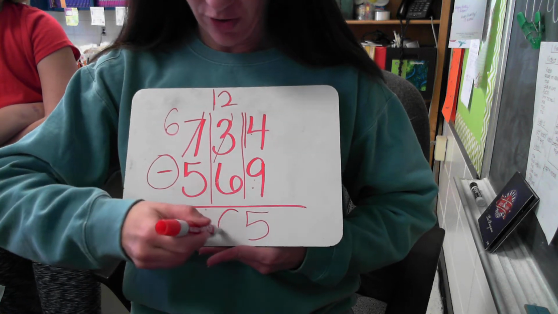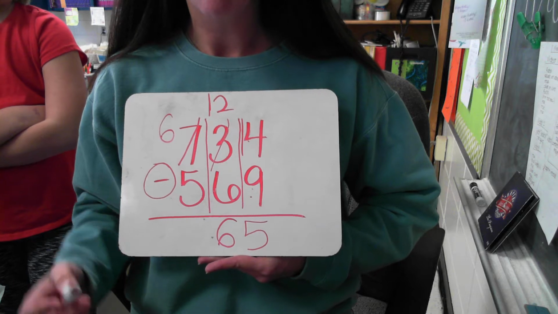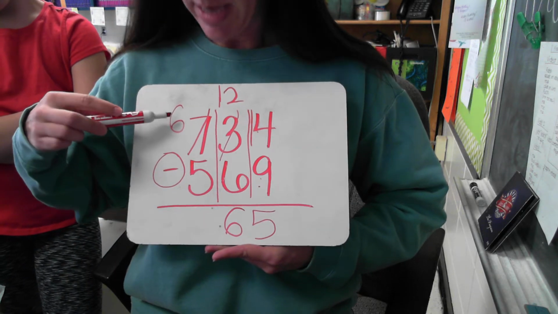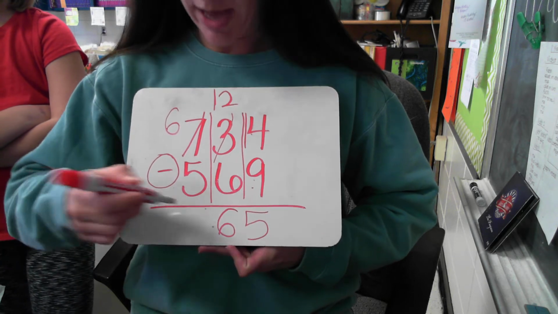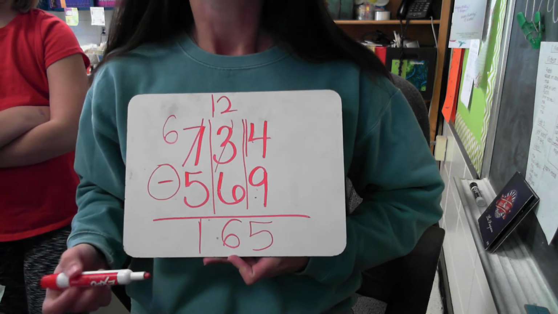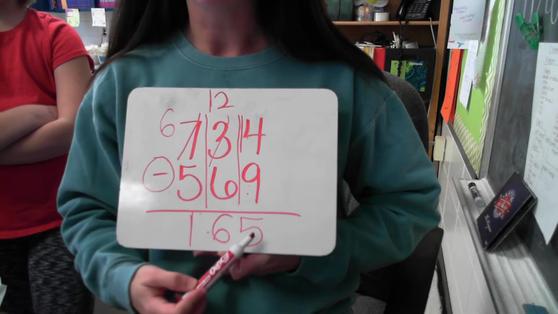6. Very good. So go ahead and put a 6 in the tens place. Now move over to your hundreds. 6 minus 5 is what? 1. Great job. So my answer is 165.